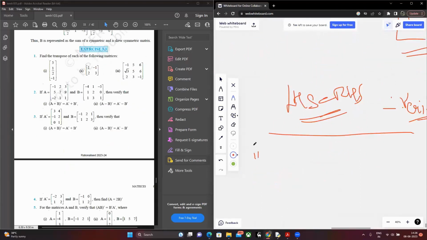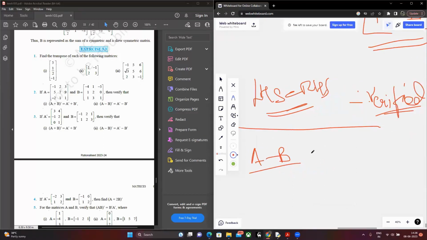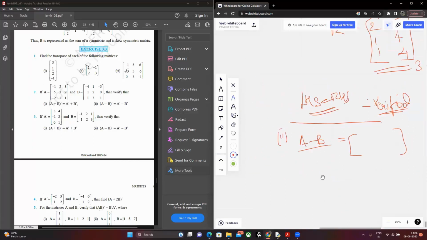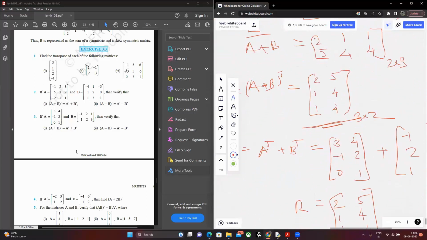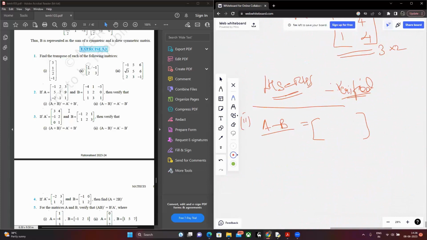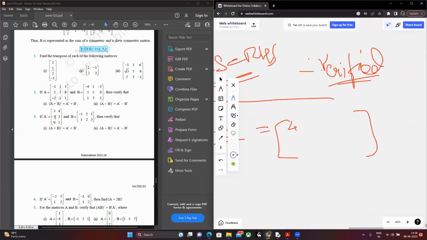And then you have the second subpart, again, that is (A minus B) the whole dash is A dash minus B dash. So since I've figured out A already, I'm going to directly write A minus B. That is going to be a 2x3 matrix with elements 3 minus -1, that is going to be 4. Then you have -1 minus 2, that is going to be -3. And you have 0 minus 1, that is going to be -1, right?